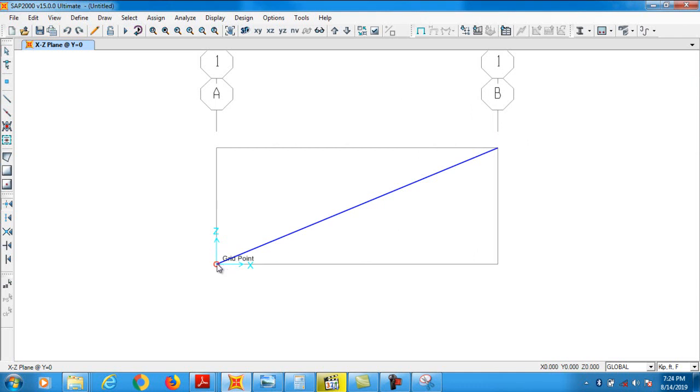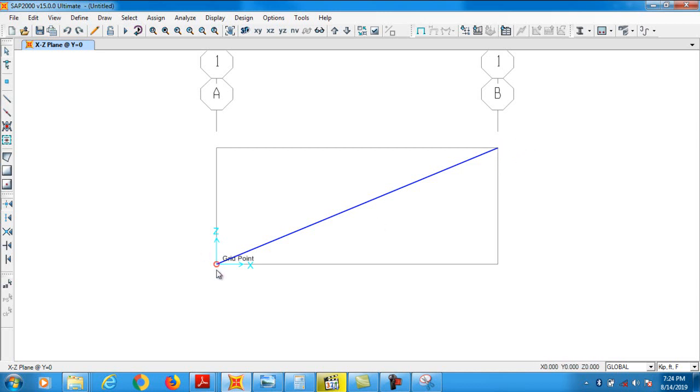This point is located at the global axis. These are global axes, clear. 0, 0, this is the origin point, and this point will be located at 24 feet and 10 feet height. So their coordinates will be 24 and 10. See there, 24 and 10. So the location is okay.